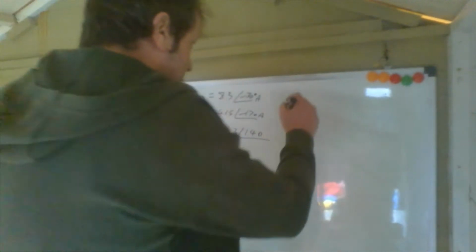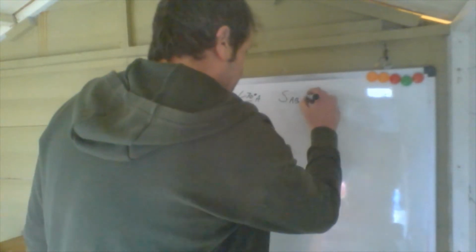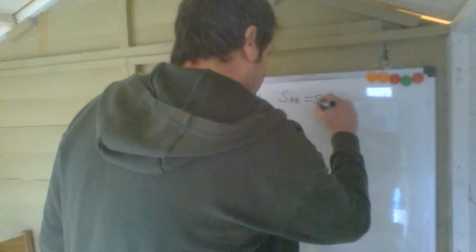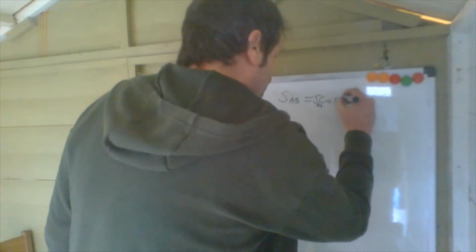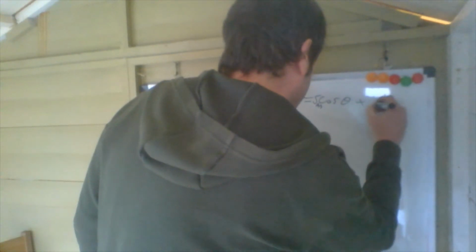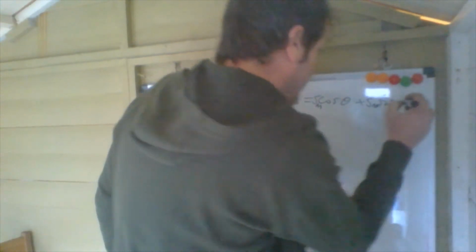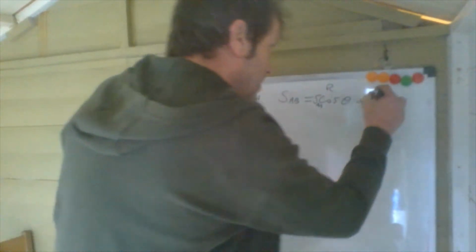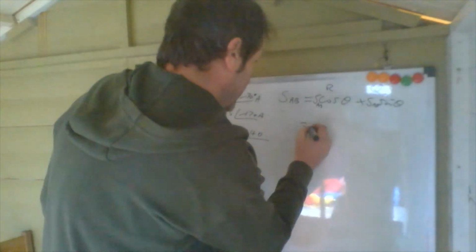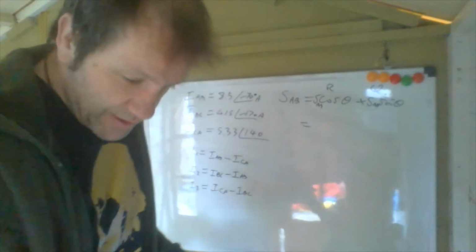So SAB, I'll do it up here, but I will write it down. SAB equals SAB cos theta plus SAB sine theta, and that's your real power and that's your reactive power. So what's that? And once we work these out, we just add them together, just like we did with the star.